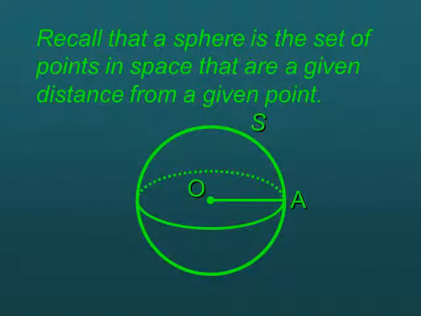Okay, so just a little reminder, a sphere is a set of points in space that are a given distance from a given point. This is similar to the definition of a circle, where a circle is a set of points on a plane. Remember, a sphere is in space.